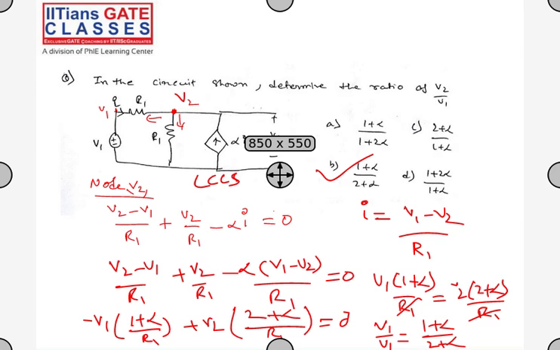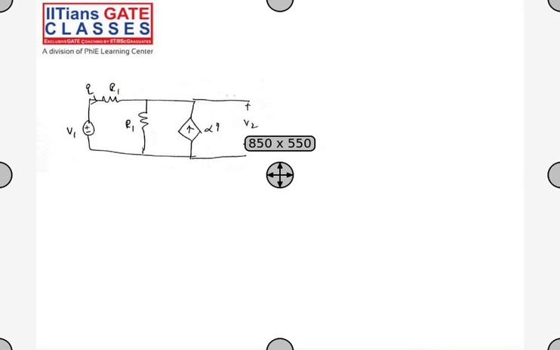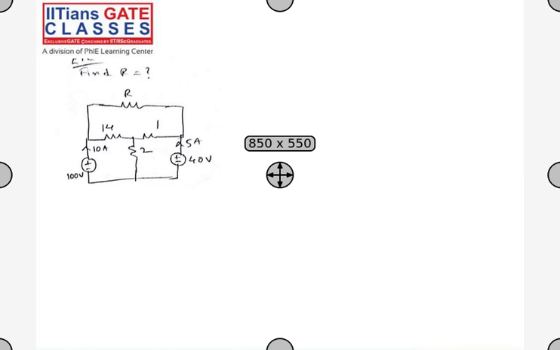Shall I move on to the next one? Is it clear? Okay. Moving on. So again, a GATE question.